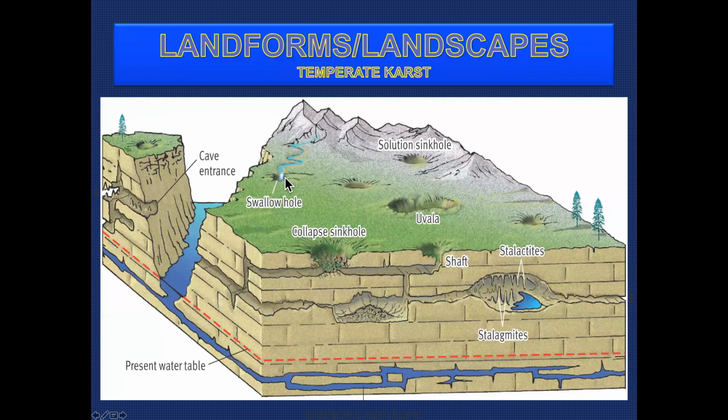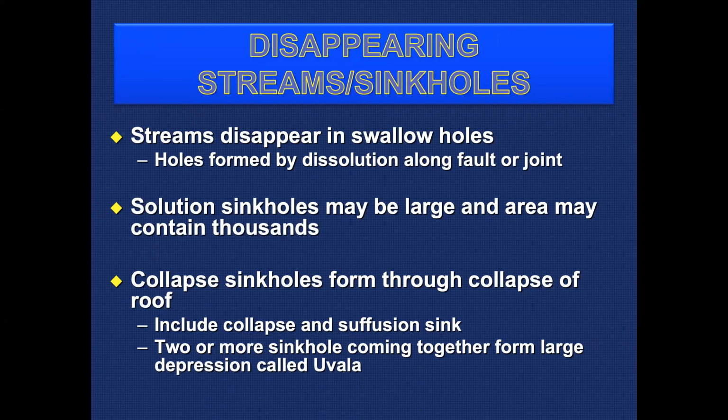Here's the example. Let's actually look at, there it is, the image of a temperate karst. You can have sinkholes that have collapsed. You have the whole cavern. If you've ever been to a set of caverns with all these very distinctive land features, you can have disappearing streams that seemingly go into the ground and never come back. That's because that river becomes an underground river. So, disappearing streams and sinkholes.